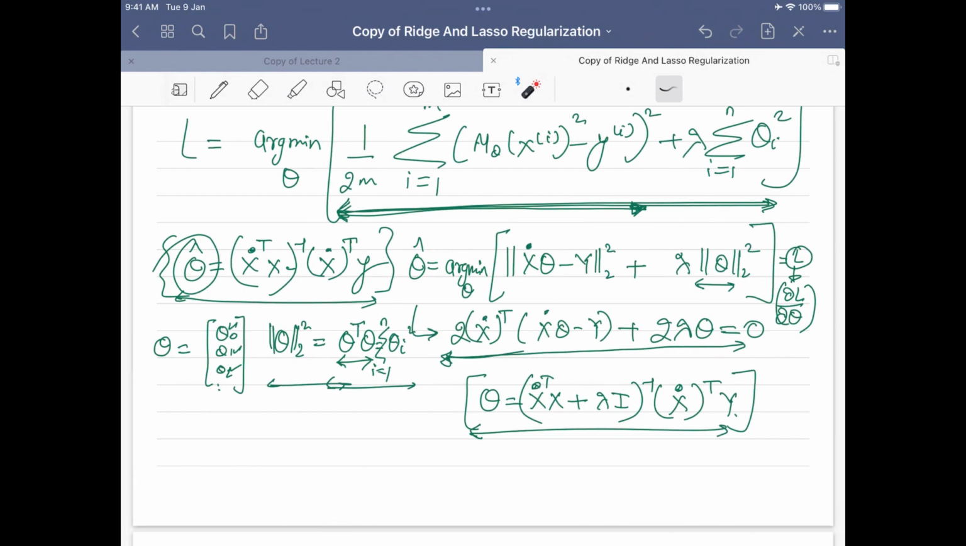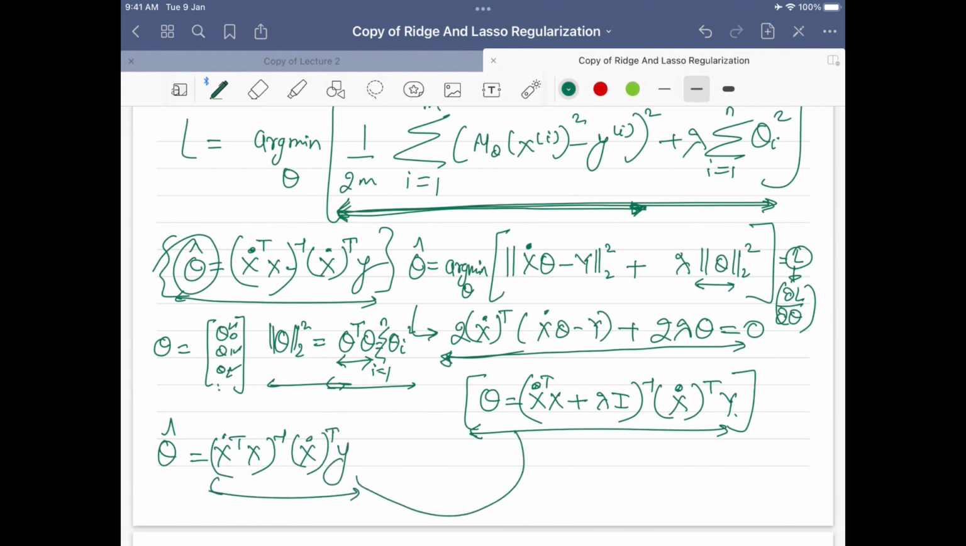So can anyone tell me what is the advantage of using this equation compared to this equation over here? Like you have this also, right? We calculated last time, this was the expression, right? So can anyone tell me what is the advantage of this compared to this? Can anyone answer this?